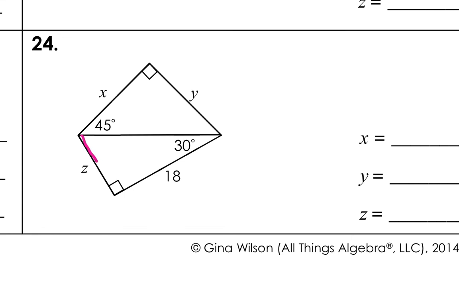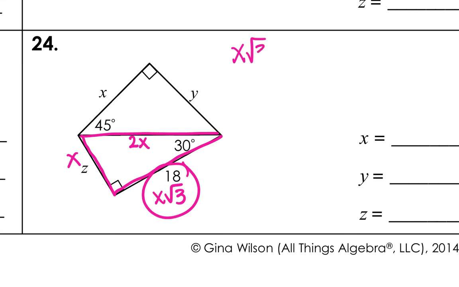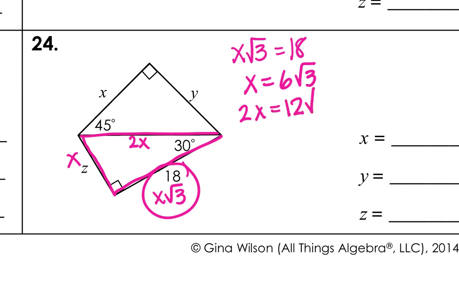So I'm going to do this triangle first. So this is x, this is 2x, and this is x square root of 3. X square root of 3 is equal to 18. There's not a square root of 3 to cancel out, so I've got to do the trick. Divide by 3, put the square root of 3. Therefore, 2x is 12 square root of 3. So this side is 12 square root 3, which makes this side 6 square root of 3.